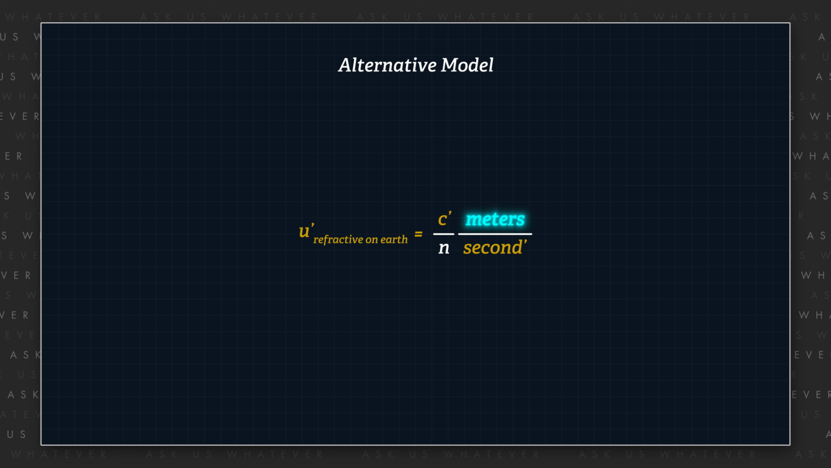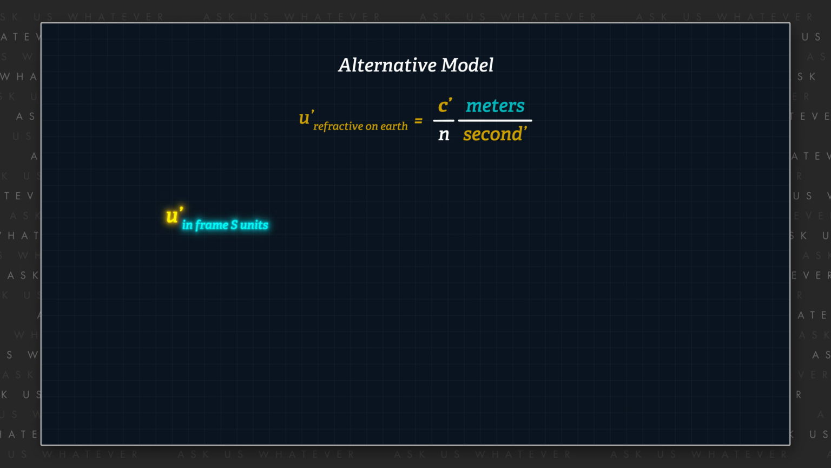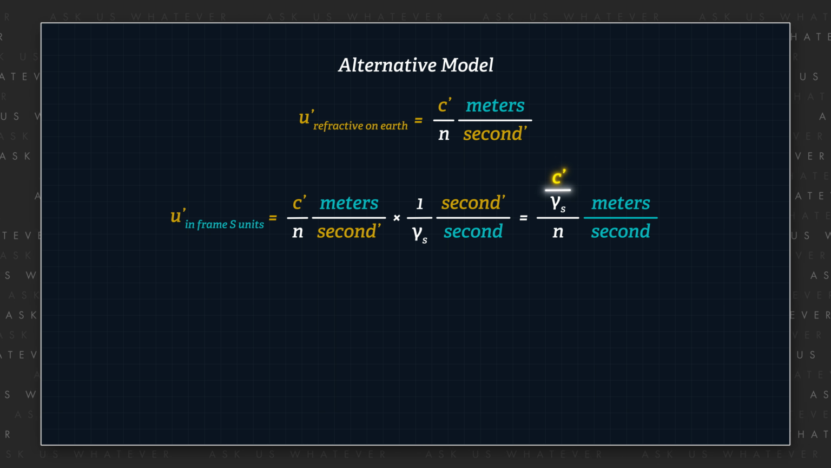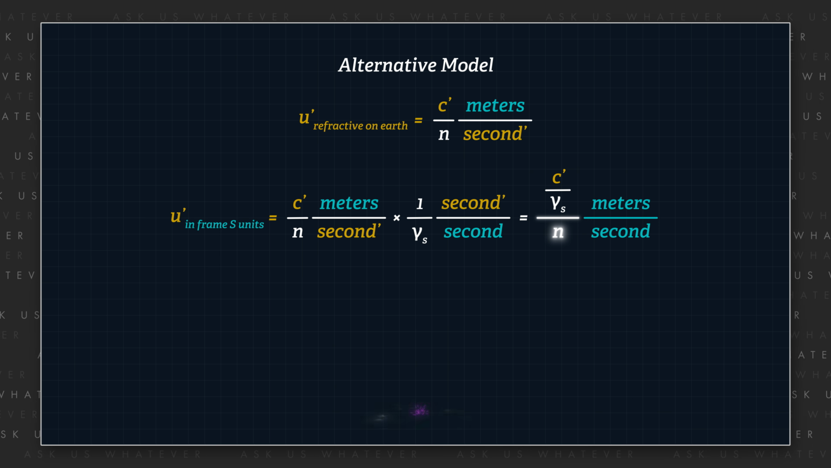Note that I used normal meters here since there is no length contraction in the alternative model. If we convert this to universal frame meters per second, we have c prime divided by gamma s to account for clock dilation, all divided by n.